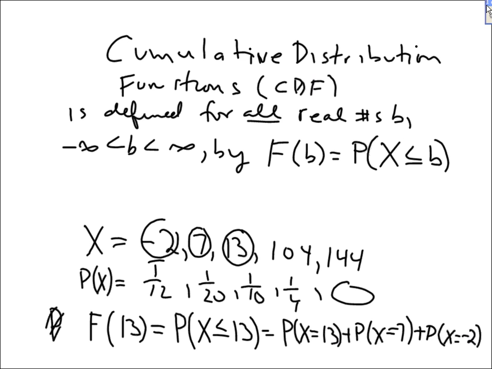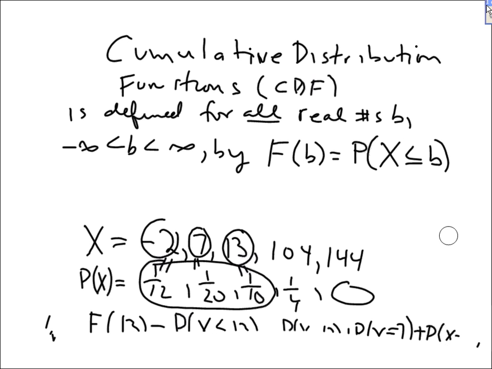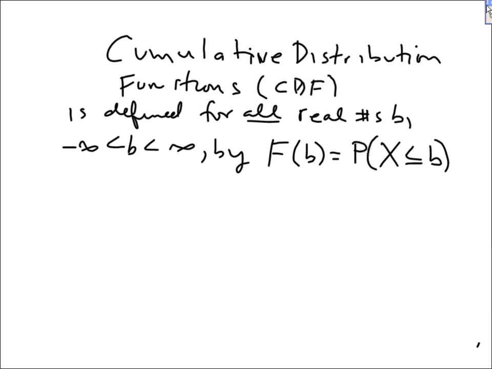So you would add up those 3 numbers, because p of 13 is a 10th. P of x equaling 7 is a 20th. And p of x equaling -2 is a 12th. It's not an arithmetic class. I'm not going to add them up for you. But that's how you find F of a number. You add up all the probabilities where the random variable can be that number or below. It's just adding them up. Cumulative.